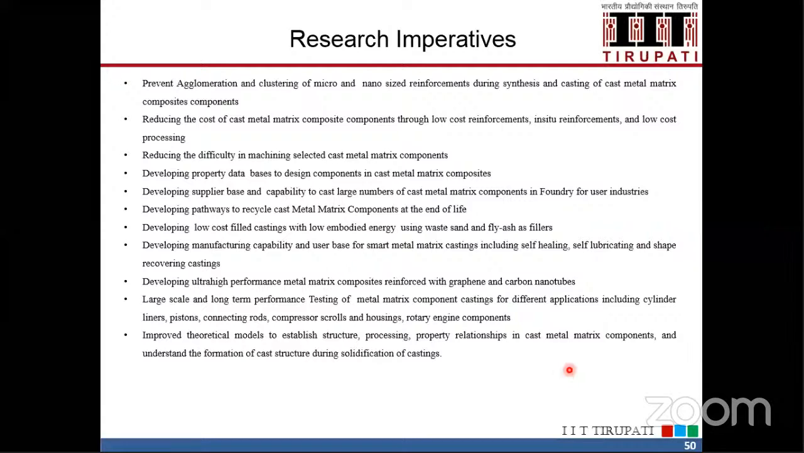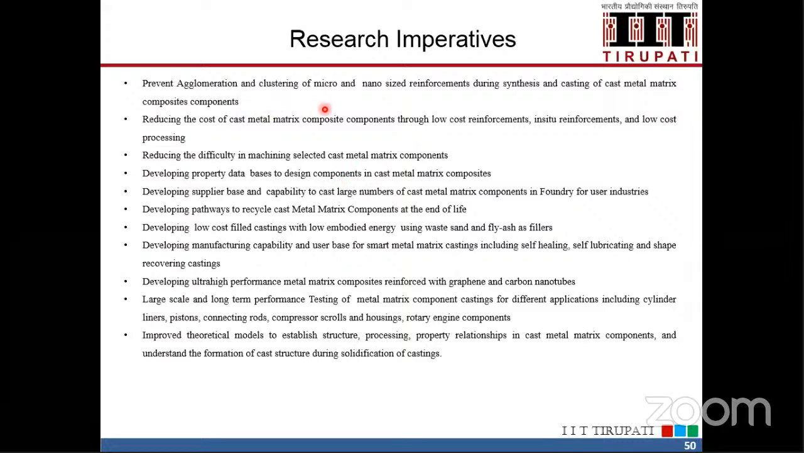Now I will close. I will stop here with small details about the research imperatives. If you are interested in carrying out research in the area of composite materials, these are the different research imperatives you can focus on.